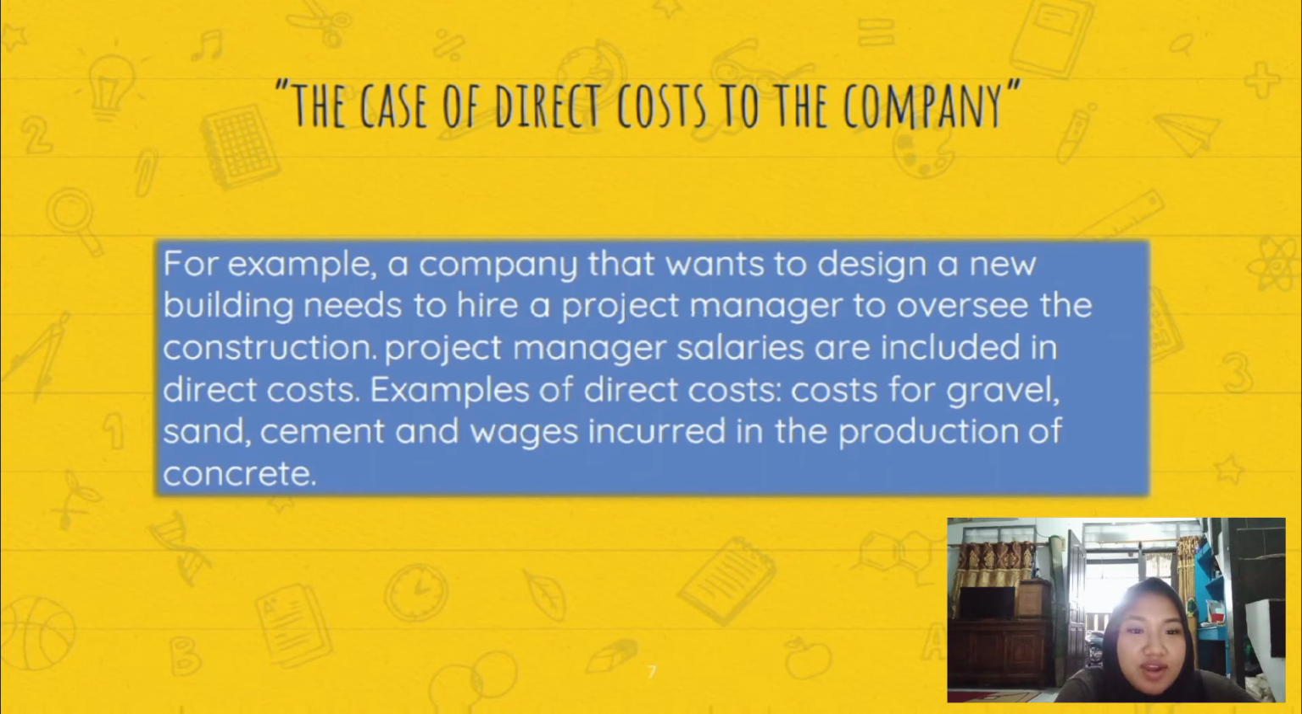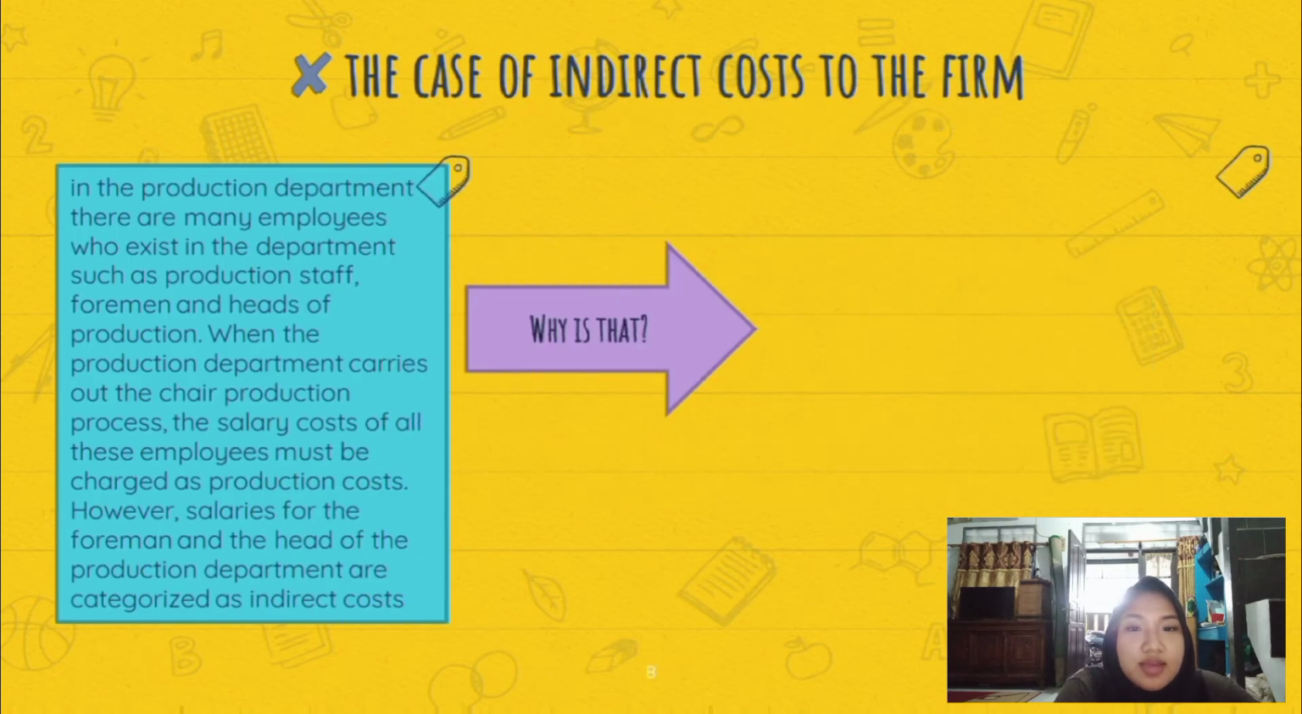A case of direct cost to the company: for example, a company that wants to design a new building needs to hire a project manager to oversee the construction. The project manager's salary is included in direct cost. Another example of direct cost is drivers and crew, which are included in the production of a concert. Now, the case of indirect costs to the firm.